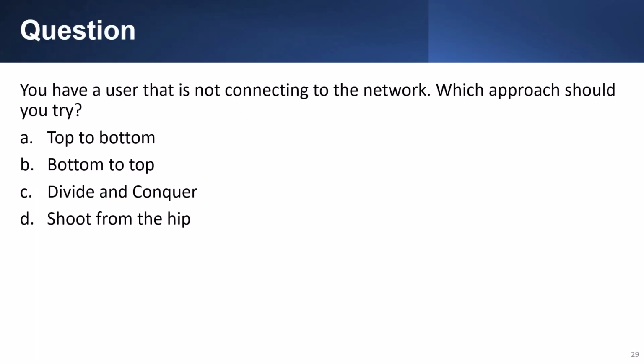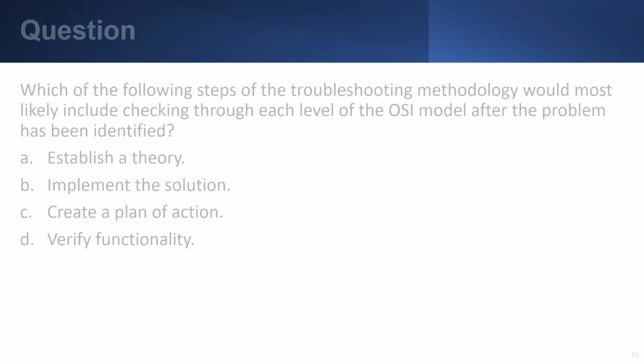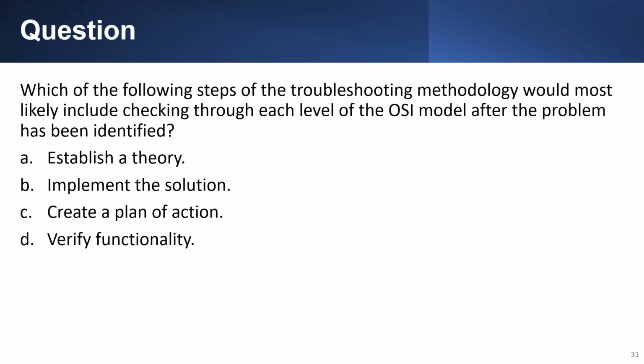Question: You have a user that is not connecting to a network. Which approach should you try? Answer: Bottom to top. Question: Which of the following steps of the troubleshooting methodology would most likely include checking throughout each level of the OSI model after the problem has been identified? Answer: Establish a theory.